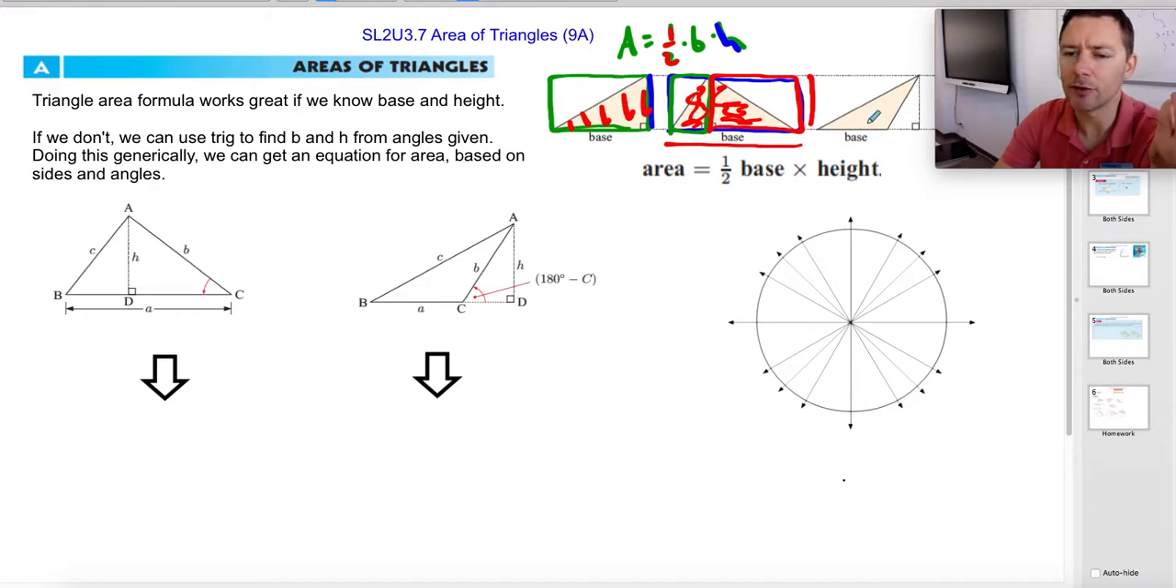It gets a little more convoluted to visualize when you have a different triangle with a height outside of the body of the triangle, but it still works. So we're going to derive a trig-based equation for this because sometimes we can't measure all the sides. Sometimes we want to use an angle and some sides. So that's where we're going right now.